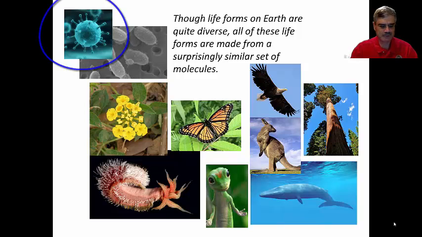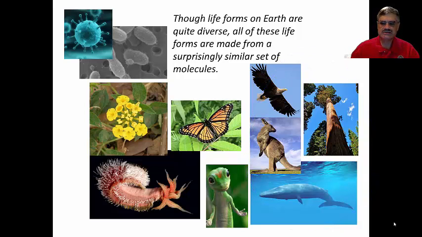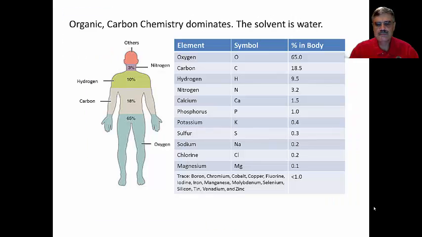Now, this slide just shows you the broad range of life forms. At the top left, we have an influenza virus, and then simple bacteria, and then as we go towards the right in the slide, we see a variety of different life forms, to the giant sequoia to the blue whale, some of the largest organisms on planet Earth. But the point is that even though there is a very diverse range of life forms, they're made from this surprisingly similar set of molecules.